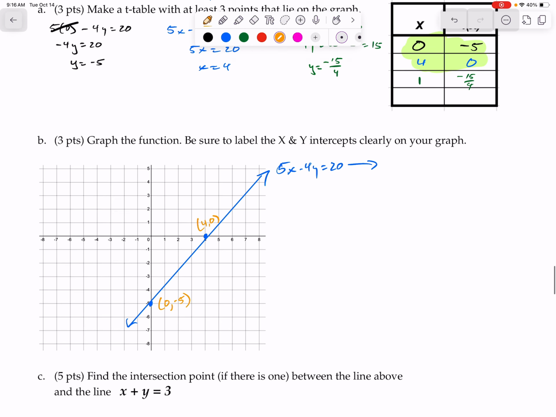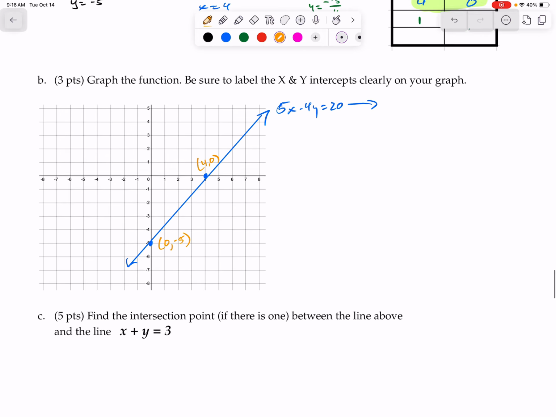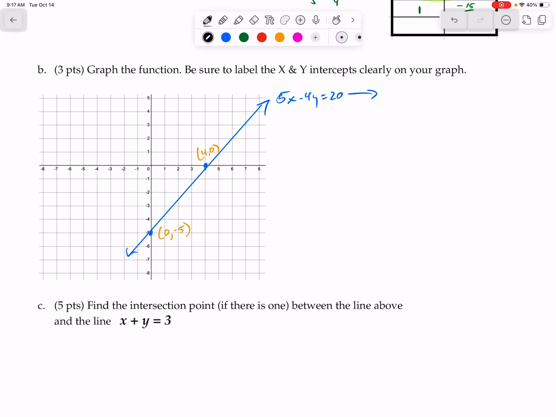Now I've got this other one. Now notice I can do the exact same set of points to graph this. It's really easy. I love this form of the equation. Here, when x is 0, y is clearly 3, right? When x is 0, that goes away, and y equals 3. Similarly, when y is 0, x is 3. So super easy to graph this thing.